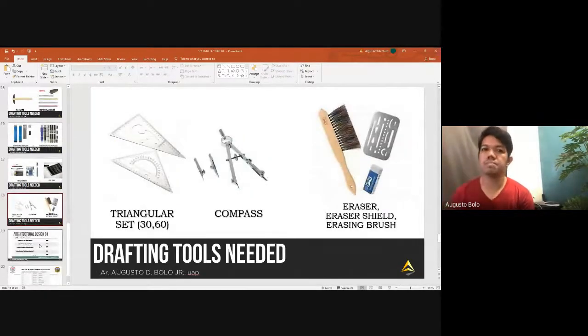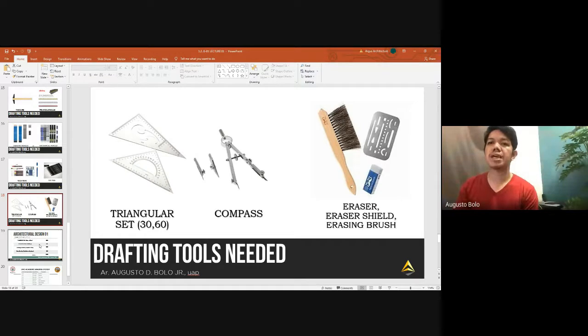This one, these are set of drafting tools pa din. Triangular set, meaning sets of triangles. Why set? Because pwedeng isa lang. Igwa kang 30 and then 60 triangle. 30 and 60 triangle. Yun yung angle na needed natin. Mas mahaba and then yung 45 is important din also. 30, 60, and 45. Compass. You know that compass? Definitely.